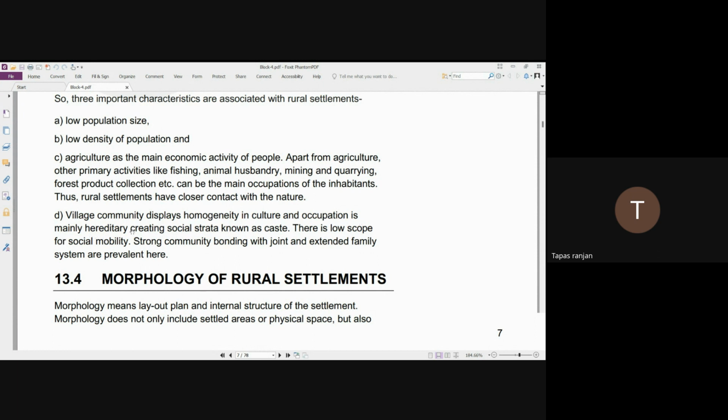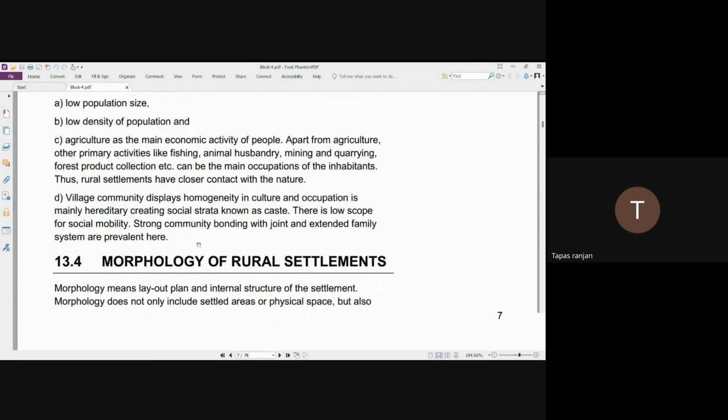Occupation is mainly hereditary, creating social strata known as caste, and there is a very low scope of social mobility. So the social mobility is very low here in rural settlements. Although, as compared to urban settlements, the community bonding among the people of rural settlements will be more.